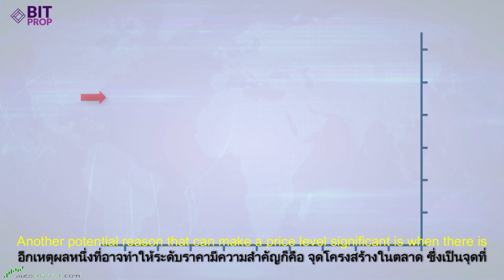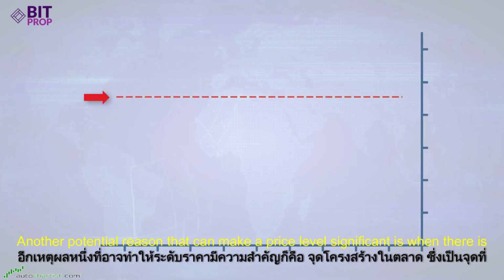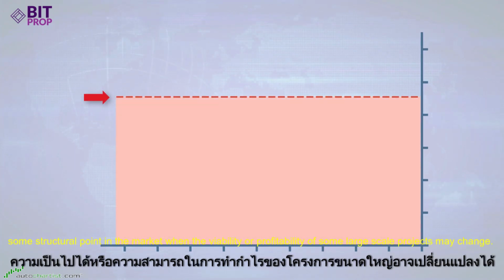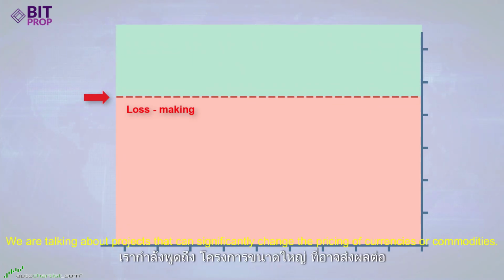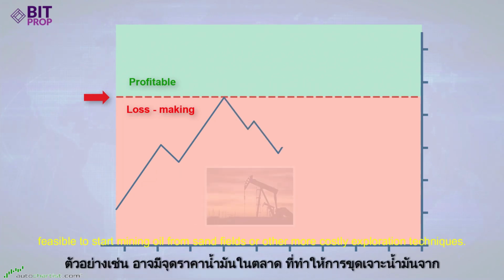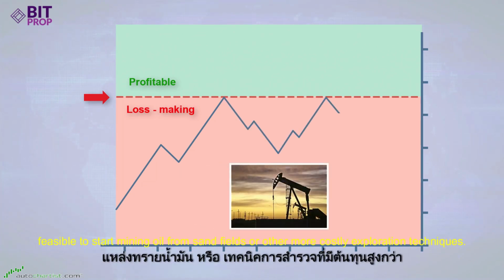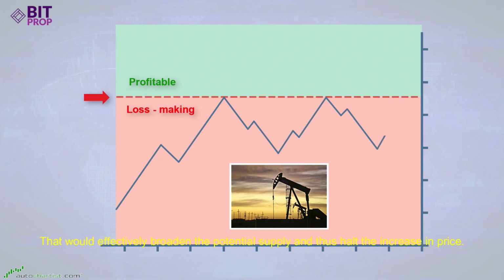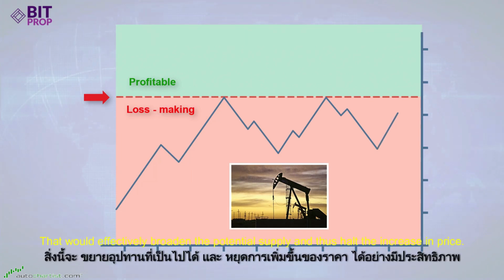Another potential reason that can make a price level significant is when there is some structural point in the market, when the viability or profitability of some large-scale projects may change. We're talking about projects that can significantly change the pricing of currencies or commodities. For example, there may be a point at which a certain market price of oil makes it economically feasible to start mining oil from sand fields or other more costly exploration techniques. That would effectively broaden the potential supply and thus halt the increase in price.